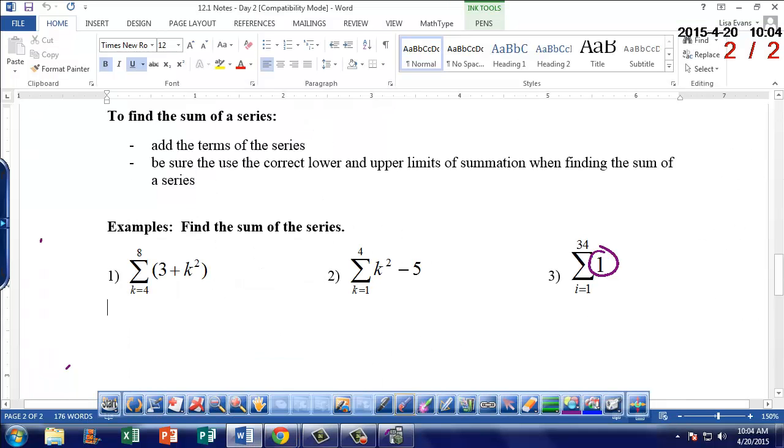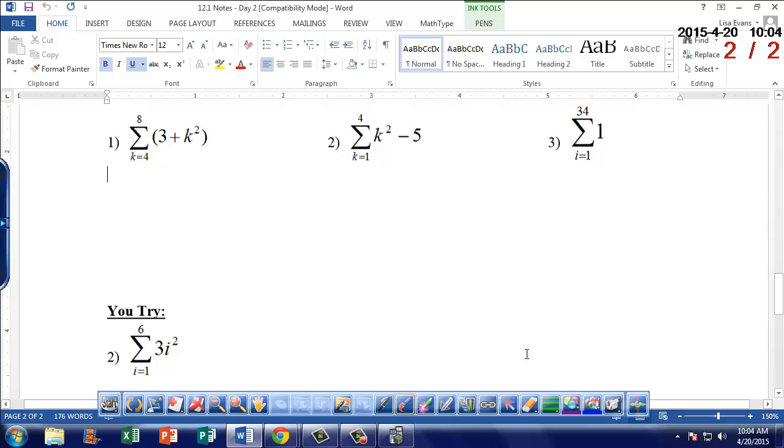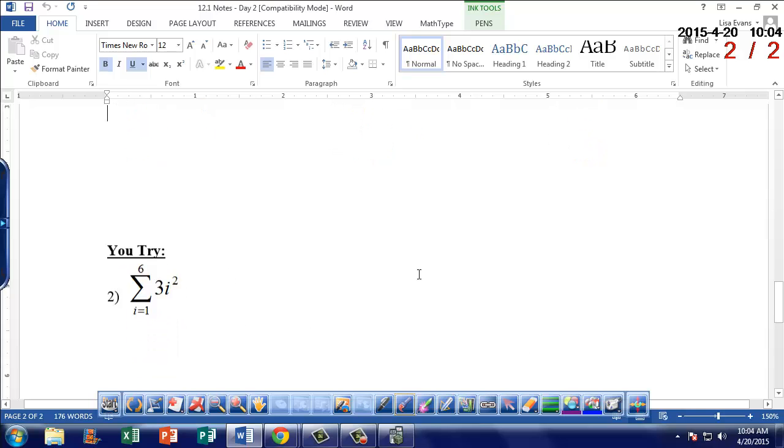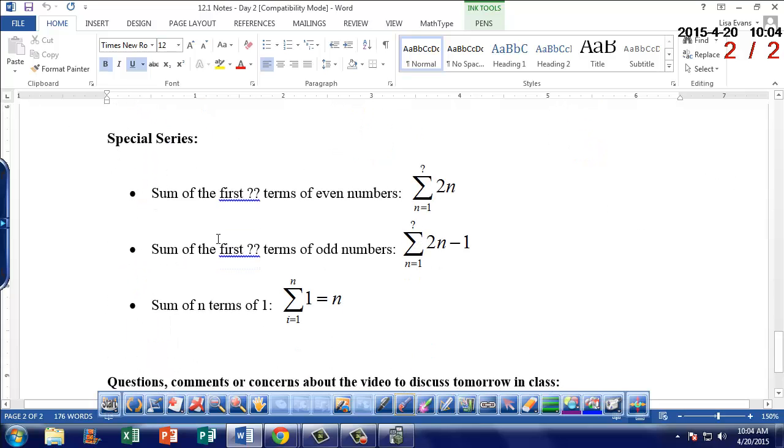So let's figure out what this means. What this one is saying is I'm going to take the sum of 34 terms of 1. So 1 plus 1 plus 1 and so on, which is why we get 34. That's just something you might want to recognize. Go ahead, take a minute to pause the video and try on your own using the calculator. And then when you come back, we're going to talk about the special series.